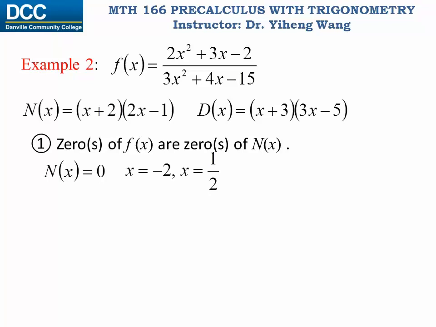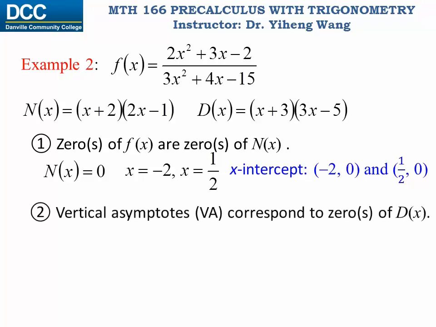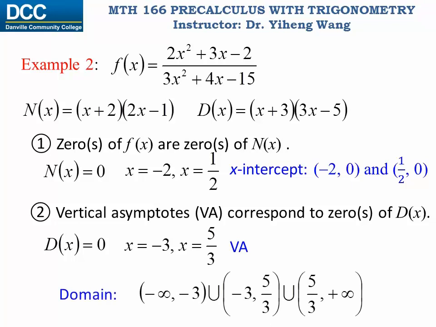Both of these are real zeros, therefore they correspond to the x-intercepts on the graph, (-2, 0) and (1/2, 0). Then the vertical asymptotes correspond to the zeros of the denominator function. We set that to be 0, and we can find x equals -3, x equals 5/3. Both of them correspond to the equations for the vertical asymptotes, but also they correspond to the points that need to be excluded from the domain of this function.